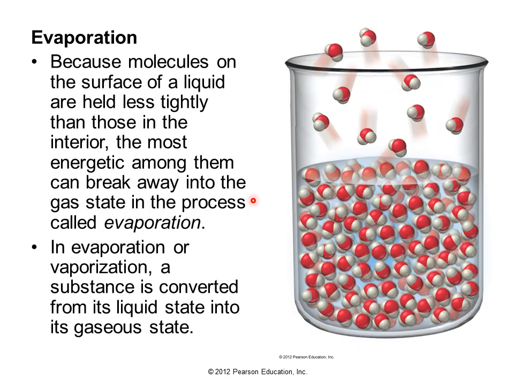What is evaporation? Well, because the molecules on the surface of the liquid are less tightly held, they're attracted to the molecules below, but they have nothing above, unlike those in the interior, which are attracted on all sides. If you provide enough energy, they can break away and escape as the gaseous state. This is called evaporation. In evaporation, a substance is converted from the liquid state to the gaseous state.